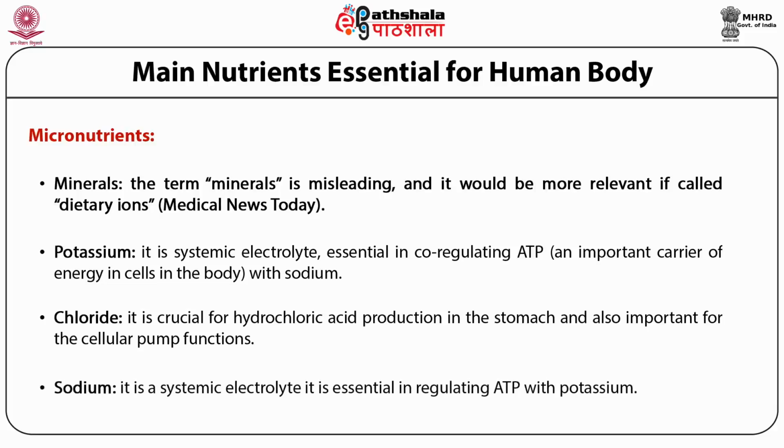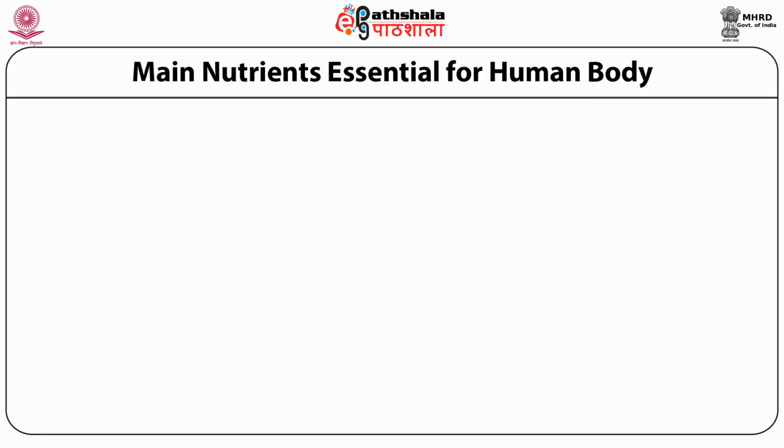Sodium. Sodium is a systemic electrolyte. It is essential in regulating ATP with potassium. Deficiency leads to hyponatremia, which causes cells to malfunction. Extremely low sodium can be fatal, and excess leads to hypernatremia. And according to the American Heart Association, sodium consumption should be limited to 1500 milligrams per day.